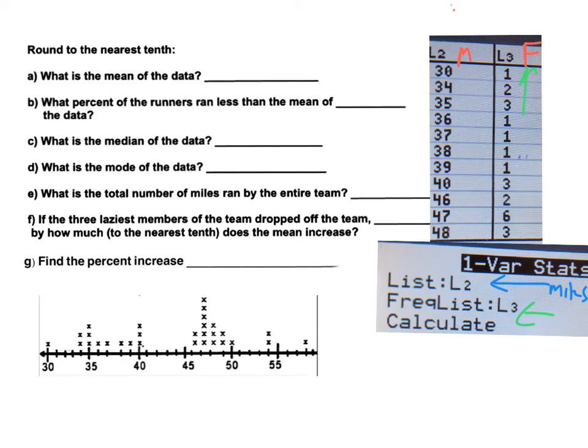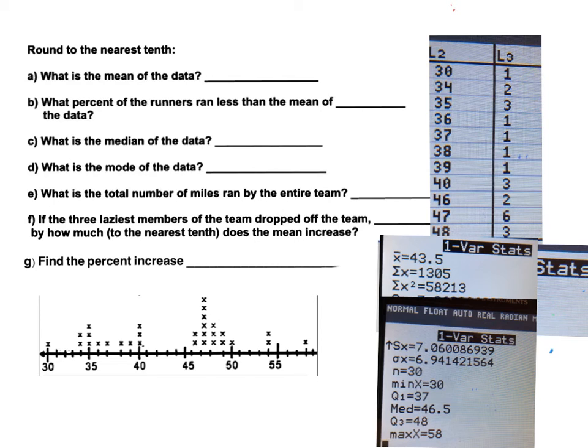Remember, you change the lists by pressing the second button and then the numbers 1 through 6. So what I want to do is calculate the one variable stat test for this data. And here's what the one variable stat test should look like. I always look at the number n first to make sure I entered the correct number of numbers. So here make sure your n is 30, because there were 30 data values presented, 30 runners on this cross-country team.